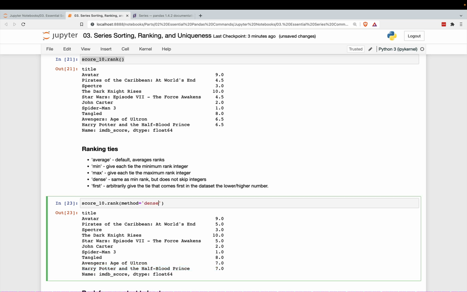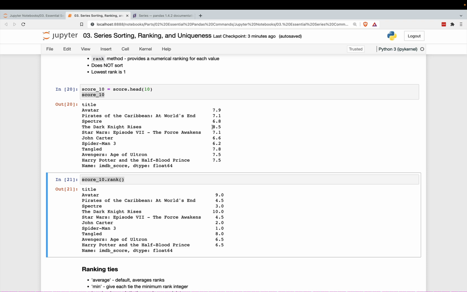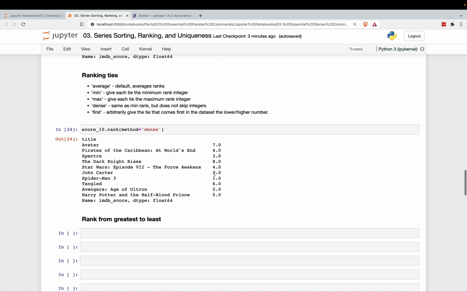A dense rank is like min, but it doesn't skip any numbers. So here we have 1, 2, 3 are the same. When we get to our tie, they're both given 4. That's the same as min. But then the very next movie is given 5. It doesn't skip any numbers. It's dense, right? So you're not going to have any skipped numbers. The highest ranked over here is 8. The actual score is over here, 8.5. It's the highest score. It's given a rank of 8, even though there are 10 movies, because of the ties.